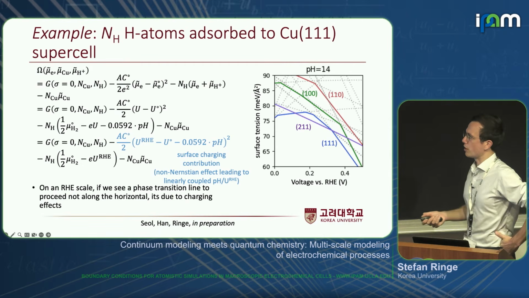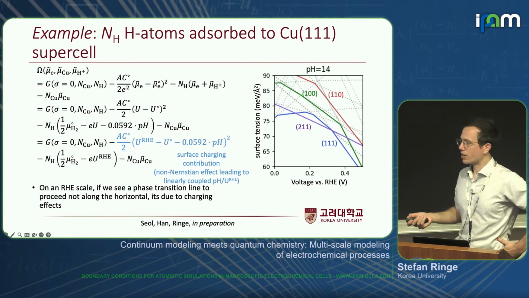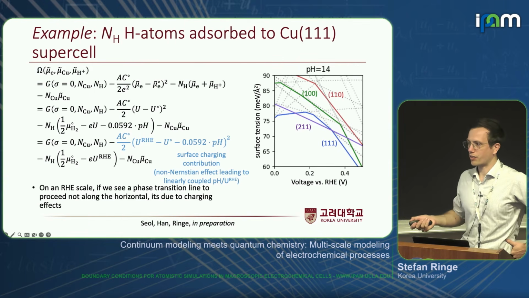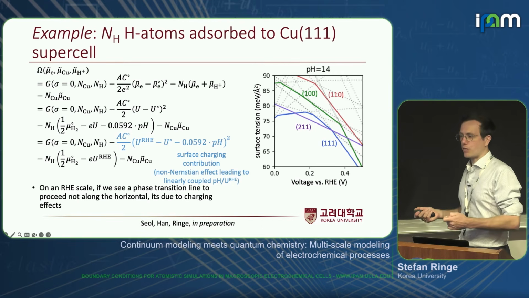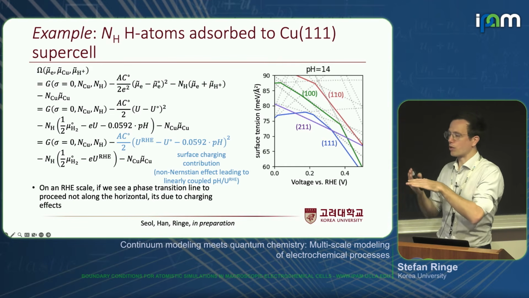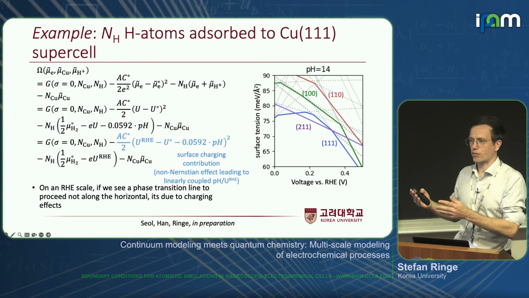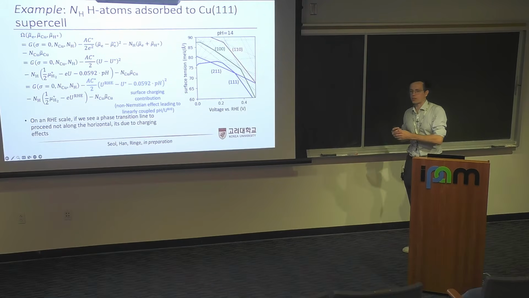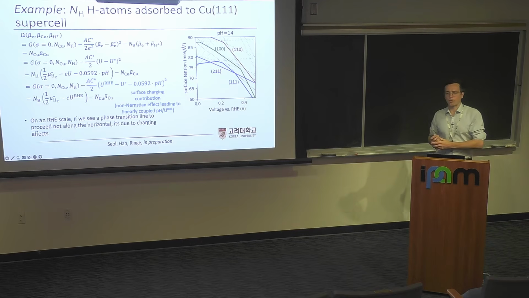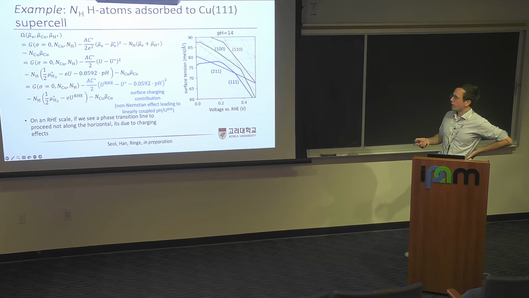So what this means is that if you find any pH dependence here on an RHE scale, it's fully due to charging, right? Or in other words, if you see any change in the relative stability at fixed voltage versus RHE as a function of pH, it's fully due to charging effects. So that's why we often plot this as a function of RHE, because it's simpler to identify the electric field effects. And then with this, we calculate the surface tension and we plot as a function of voltage and pH.